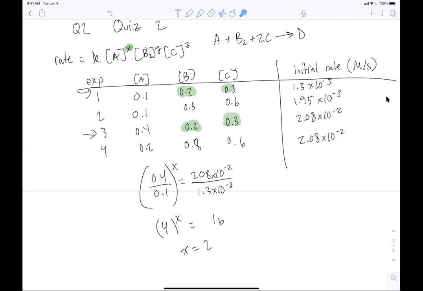And that's the workflow for pretty much all of these method of initial rates problems. They're all solved virtually identically. This is about as complicated as they get, at least in this class, because you have three different things here. I don't know if we have one where there's three different ones on the exam, but if you can do this, you can do them all.